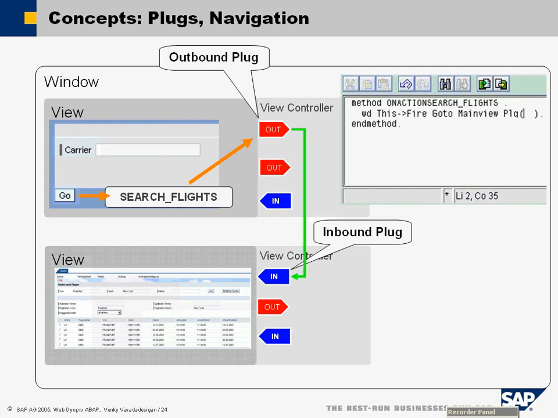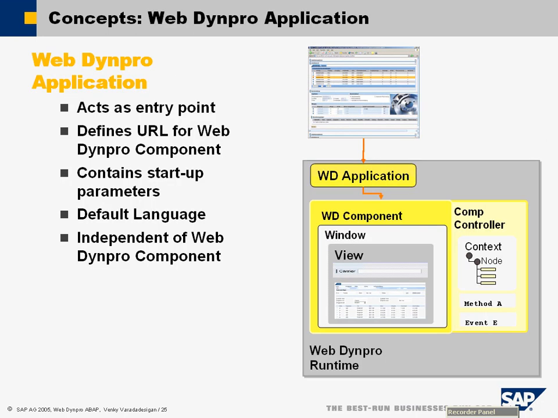method will be triggered, on action search flight, and if you look closely, right there we invoke a plug called the go to main view plug. Don't be surprised by the syntax. The underscores are missing. That's a cut and paste problem with the painter, Microsoft Paintbrush. So there will be underscores there. So wd_this->fire_go_to_main_view_plug, which is the outbound plug of the top portion, and then the inbound plug will be triggered. So that's how you communicate between views.